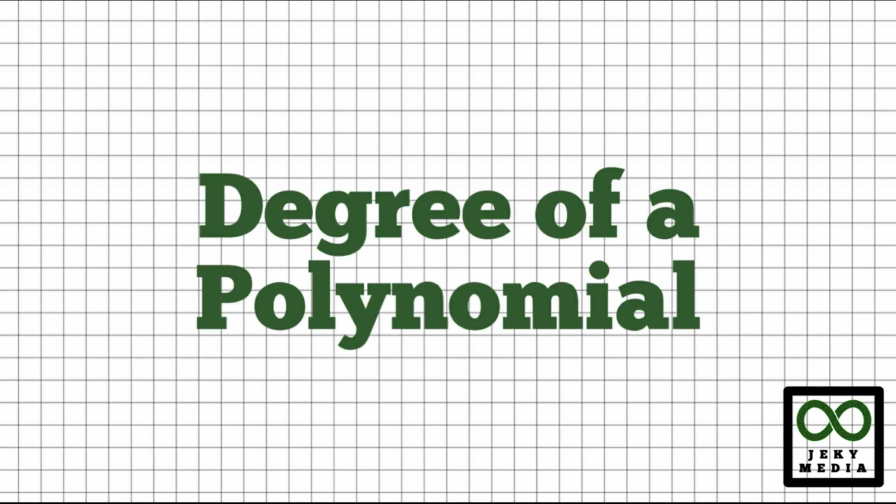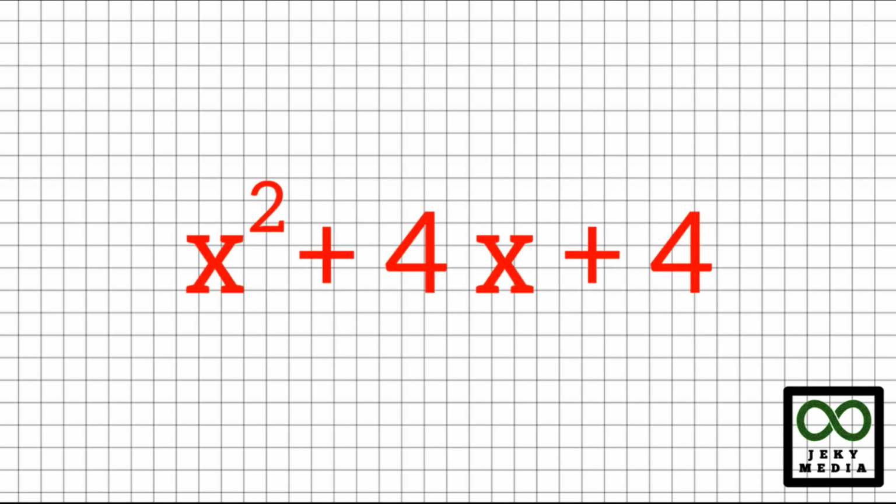You can determine the degree of a polynomial with a single indeterminate by looking at the term with the largest value of exponent in a variable. For example, x squared plus 4x plus 4. This polynomial is a second-degree polynomial, because the largest exponent is 2.